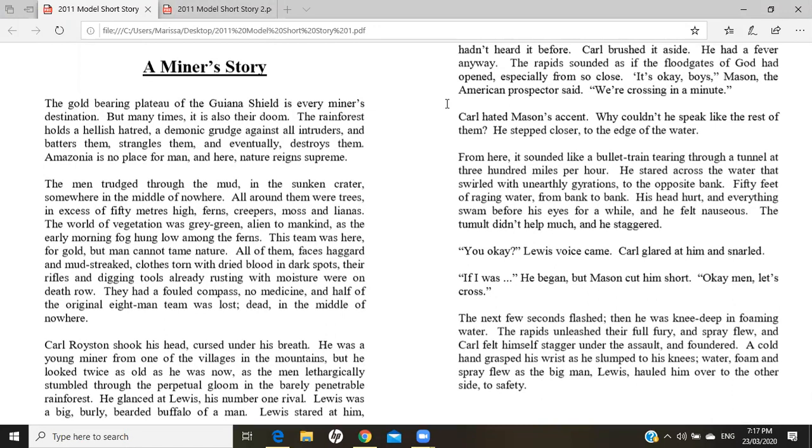So like if you're trudging through the mud, so you see the vocabulary words, you can't just say, oh yeah, the men walked through the mud. Trudge really gives a more dramatic effect and it really encapsulates what the writer is trying to say. Anybody have any questions about this?